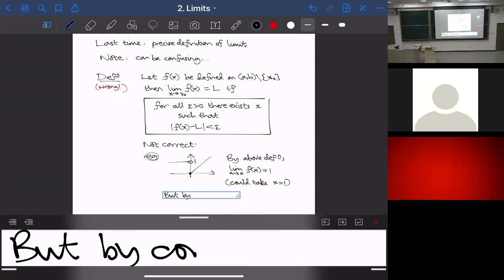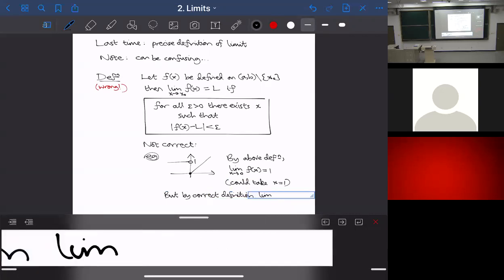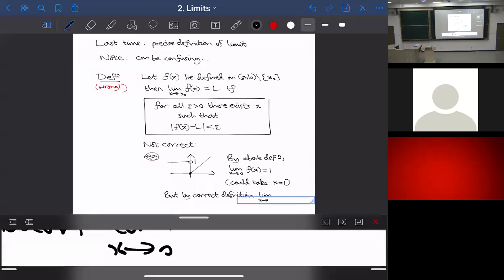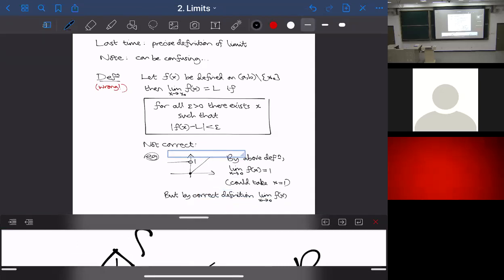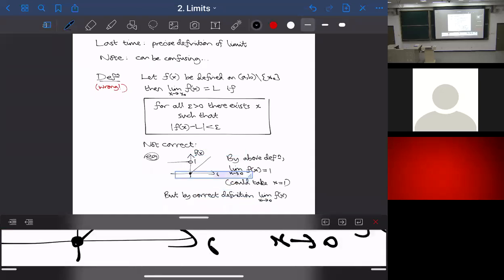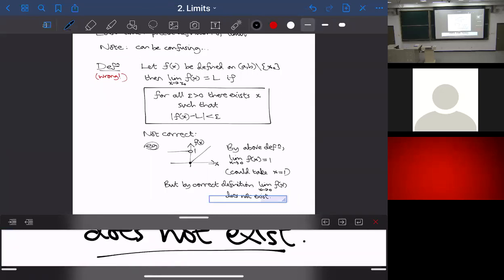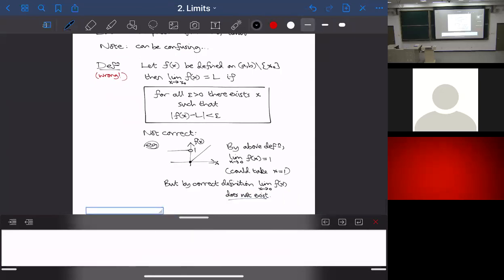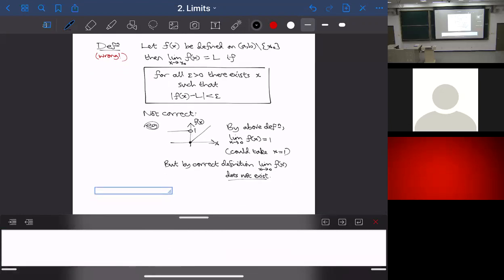But by the correct definition, as we saw last time, the limit as x goes to 0 of f(x), so this is f(x), of course, does not exist. Okay, and why was that? Because there's a jump in the function. We'll talk more about that. Okay.